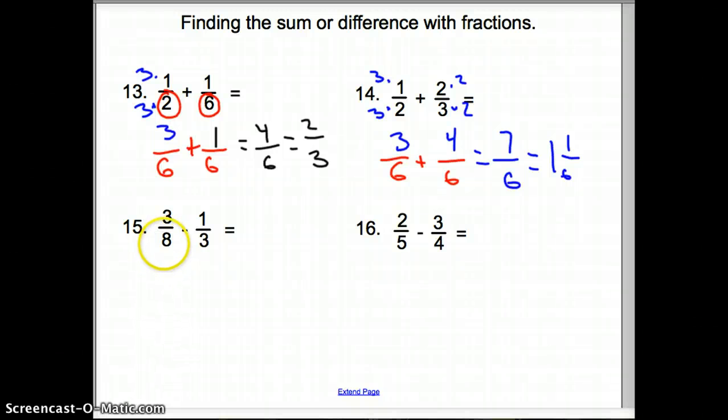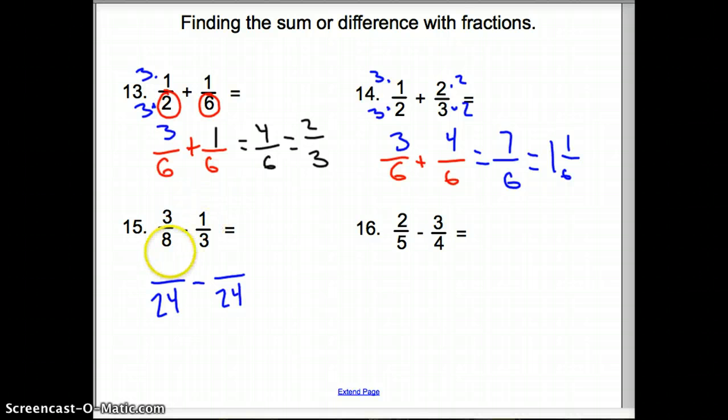Now we have an 8 and a 3. What would be a common denominator between an 8 and a 3? Well, let's see. 8, 16. Does 3 go into 16? I don't think it does. Well, how about 24? 24 divided by 3 is 8, so awesome. It works. So our common denominator is 24. As I throw a fraction bar over the top.